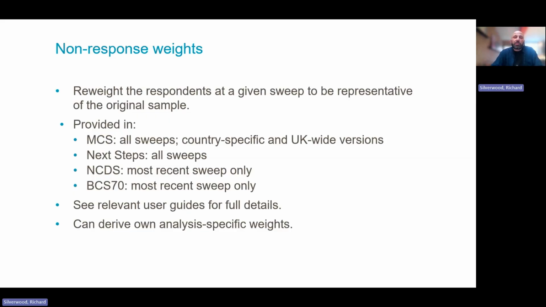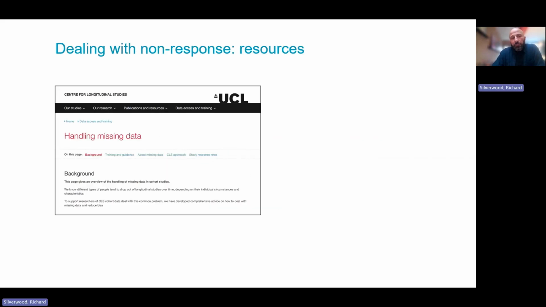So with some of our data sets, well, all of the sweeps of MCS and Next Steps, the most recent sweeps of NCDS and BCS70, we've deposited sweep-specific non-response weights that can be used to re-weight the respondents at each of those sweeps. So in the relevant user guides, there's full details of how we've derived those and how they can be applied. You can also go further and derive your own analysis-specific weights using the sorts of approaches that we describe in the user guides.